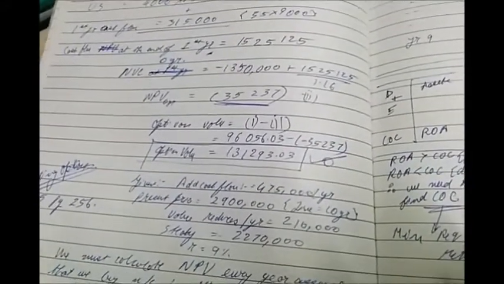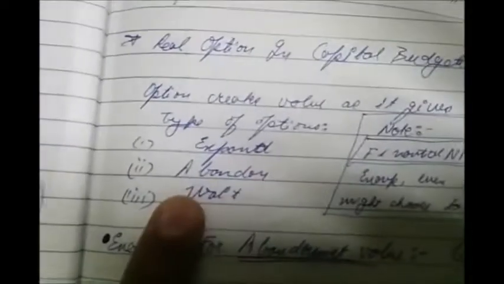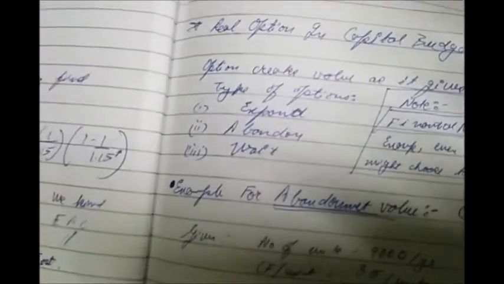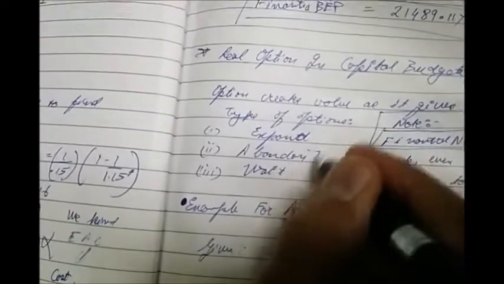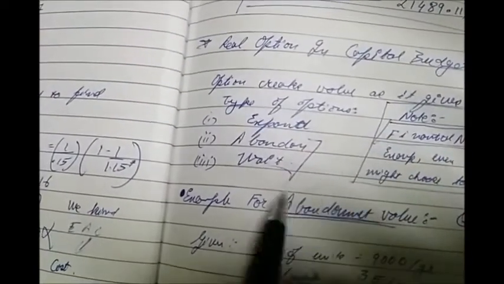Okay. Now we had three options to deal with: expanding, abandonment, and waiting. I'll be dealing with these both. Abandonment we have done. Now the waiting option. For the waiting option, we can look at the example given on page number 256, question number 5. Now let's read what it says.